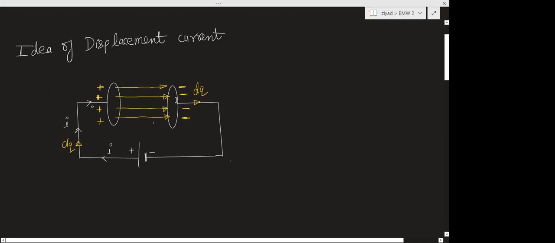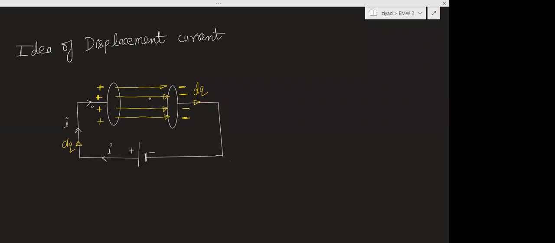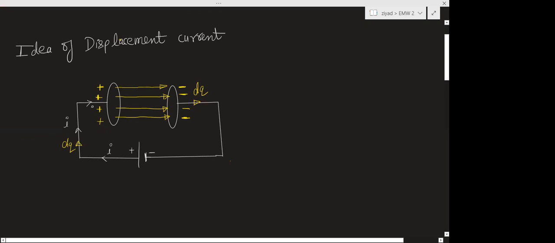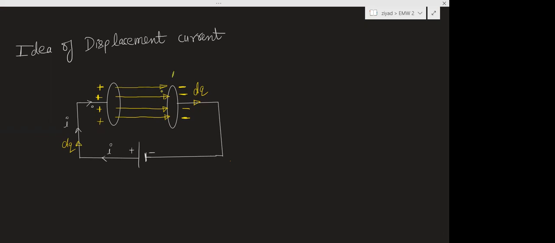But one thing here: this is positive charge and this is negative charge, so there will be some electric field here, and this electric field will change with time. Why will this electric field change with time? Because the charge on the capacitor is changing with time. That is why in between the plates of the capacitor there will be an electric field. Basically, these are the electric field lines in between the plates, and this electric field is changing with time.